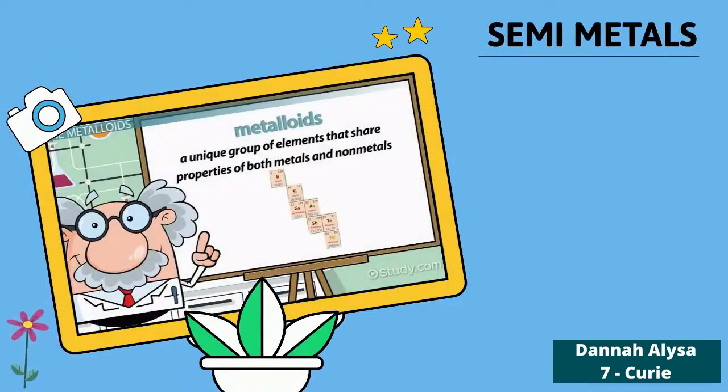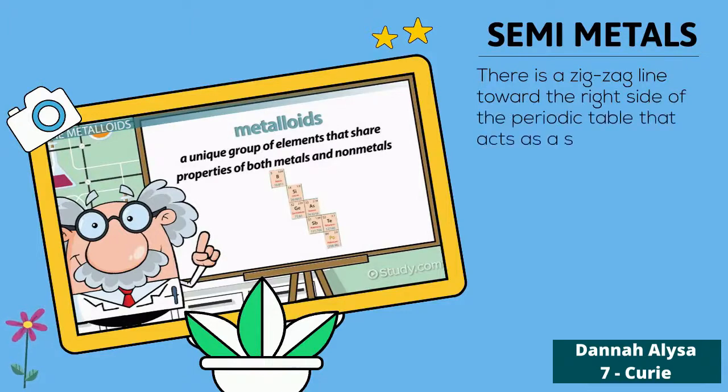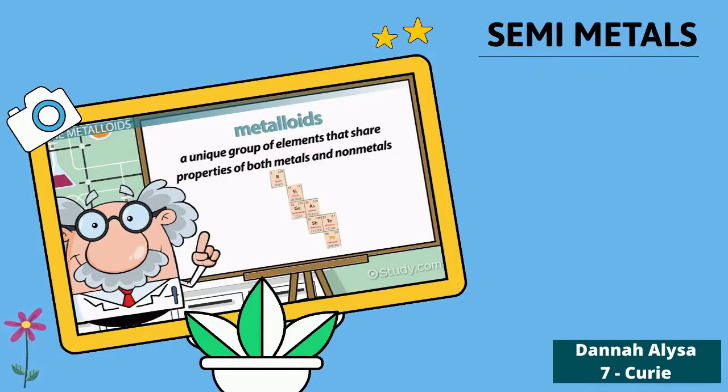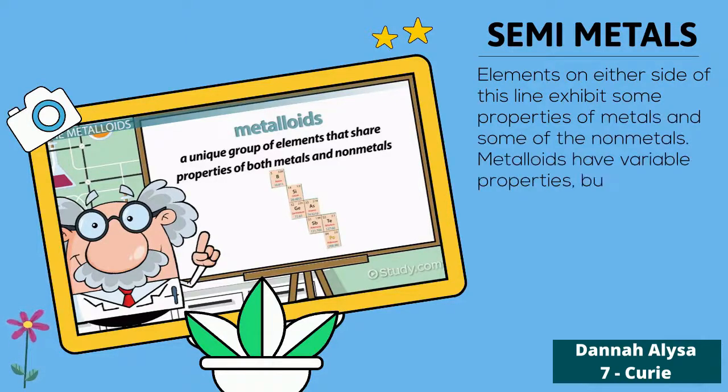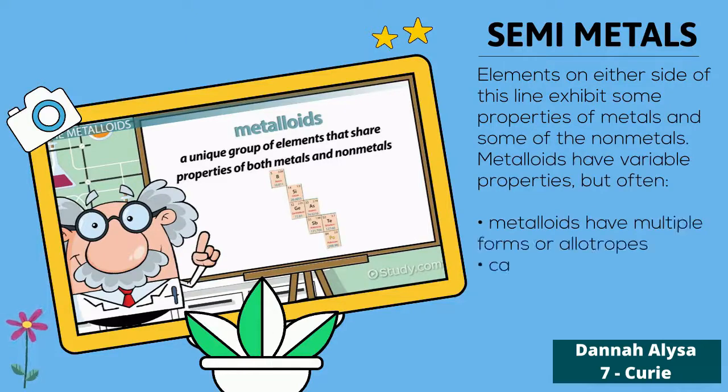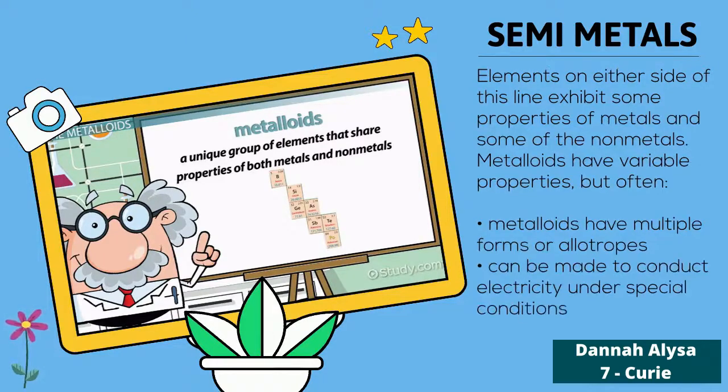Metalloids are semi-metals. There is a zigzag line toward the right side of the periodic table that acts as a sort of border between metals and non-metals. Elements on either side of this line are called metalloids. Metalloids have multiple forms or allotropes and can be made to conduct electricity under special conditions.